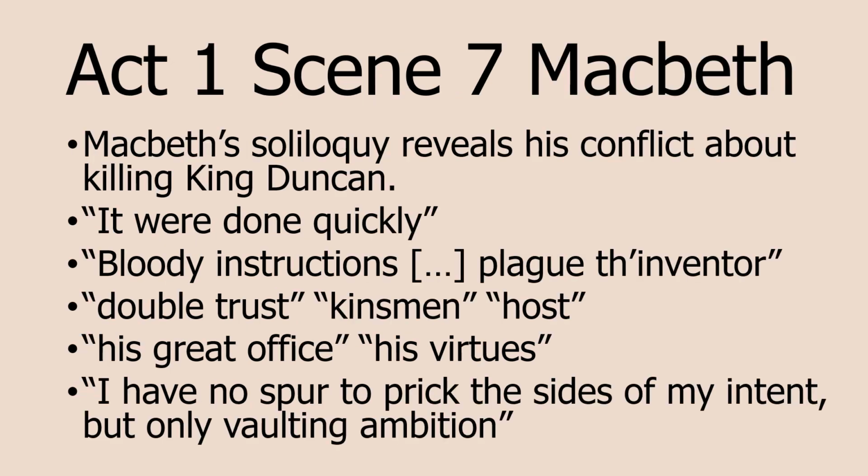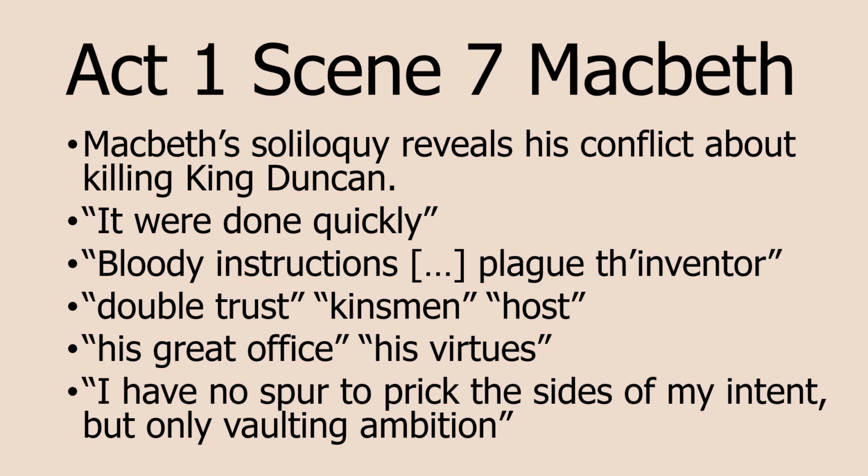So, what happens in Act 1, Scene 7 of Macbeth? Well, we start with Macbeth having a soliloquy. If you remember from previous videos, a soliloquy is a type of monologue. That means one person is speaking, and it's a technique that Shakespeare uses so a character can reveal their thoughts and feelings to the audience.